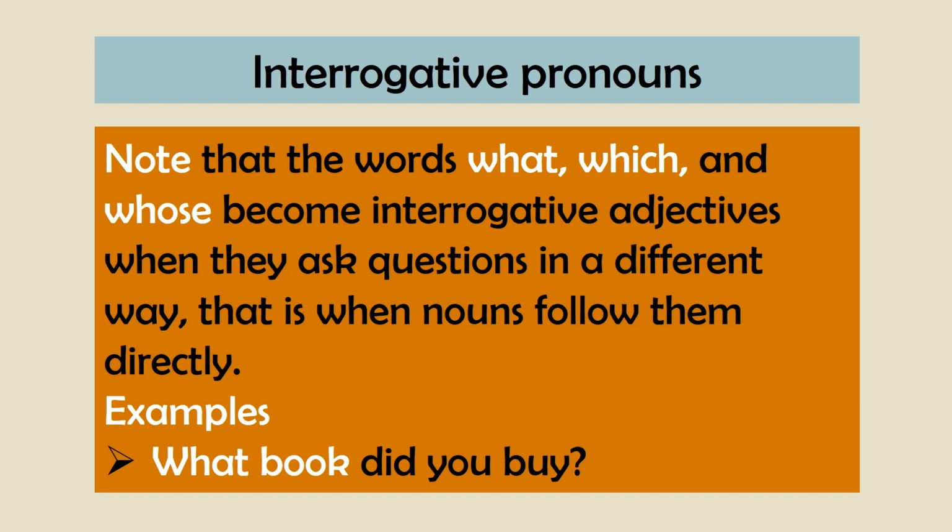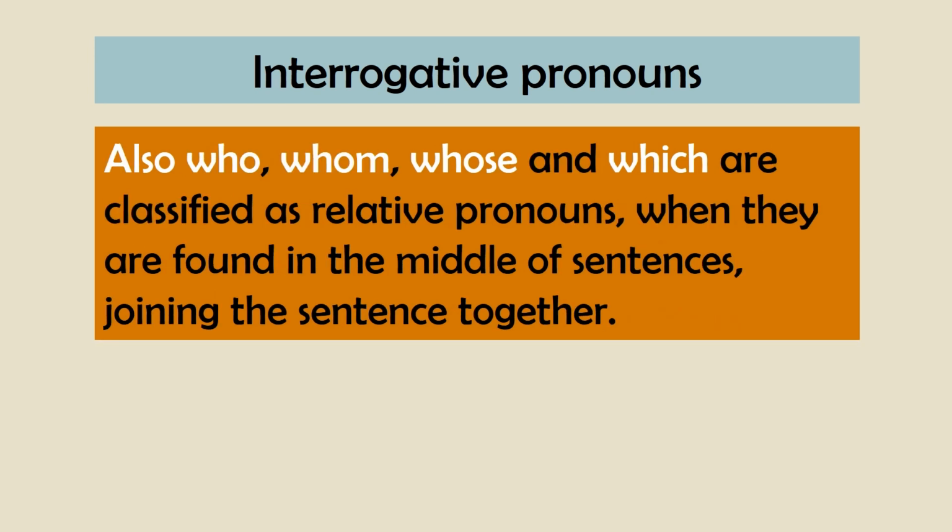Note that the words what, which, and whose become interrogative adjectives when they ask questions in a different way. That is when nouns follow them directly. Examples: What book did you buy? Also, who, whom, whose, and which are classified as relative pronouns when they are found in the middle of sentences, joining the sentence together.